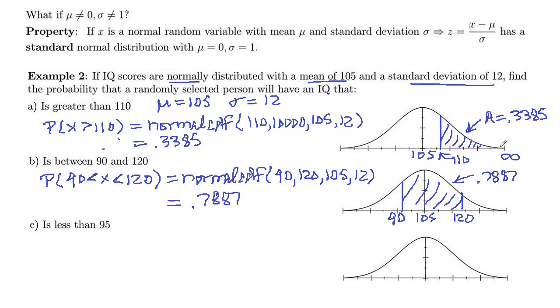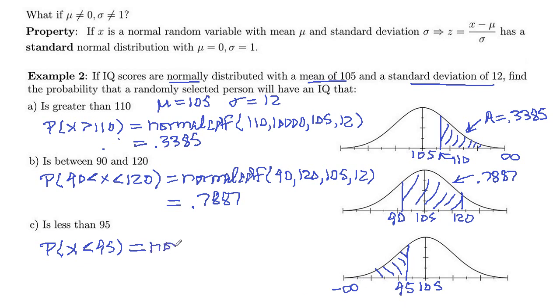And then the last one, we want to know what is the probability that the IQ score would be less than 95. So that's asking the probability that x is less than 95. So 105 is in the middle. 95 would be to the left here. And so the probability less than 95 is going to correspond to the left area there. So our left cutoff, negative infinity, right cutoff, 95.